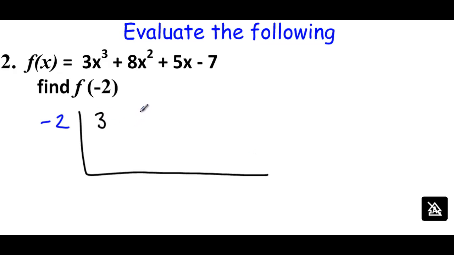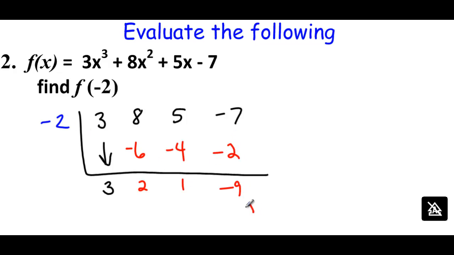I have 3x cubed, 8x squared, 5x, and -7. I'm just going to go through the algebra. Here's a 3. -2 times 3 is -6. Add, I get 2. Multiply, I get -4. Add, I get 1. Multiply, I get -2. Add, I get -9. Again, just circling this alone isn't the answer.